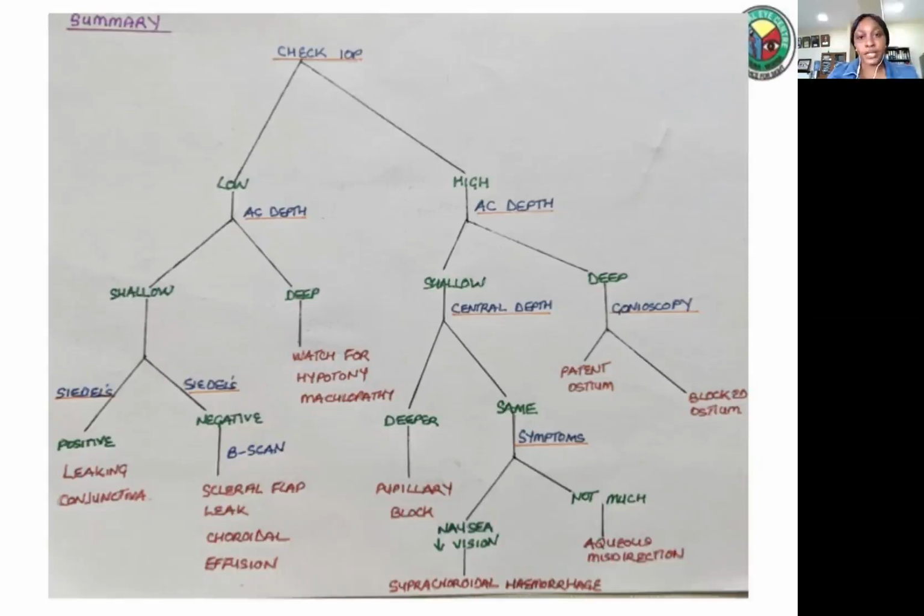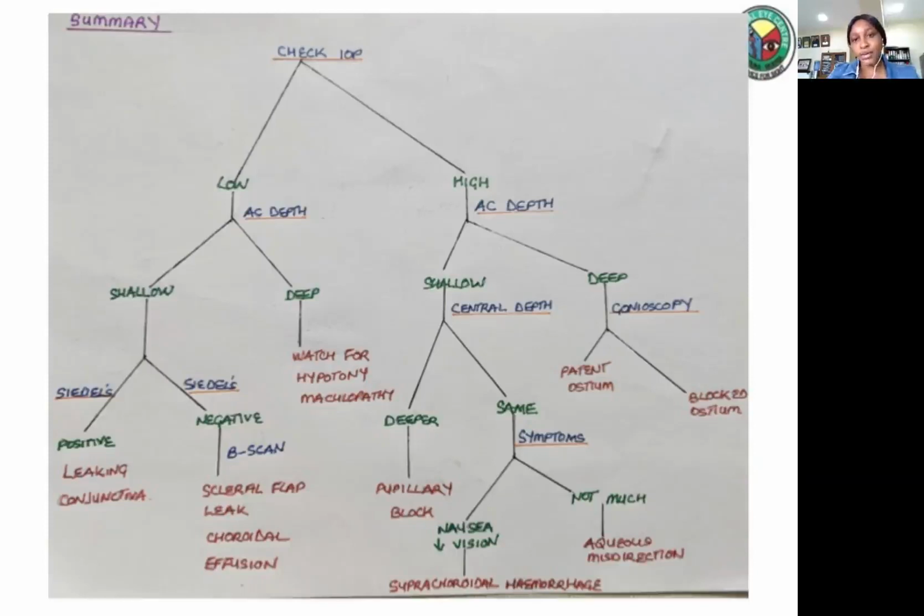Now, if you check the intraocular pressure, IOP is high, you check the AC depth, and the AC is shallow, you want to check the central depth. Now, if the depth is equal both peripherally and centrally, then you check the symptoms. If the patient hardly has any symptoms at all, then it's most likely aqueous misdirection. But if there's nausea, vomiting, and the patient is having rapid reduction in vision, then there's likely to be suprachoroidal hemorrhage. But if the AC is deeper centrally and shallow peripherally, then it's likely to be pupillary block.